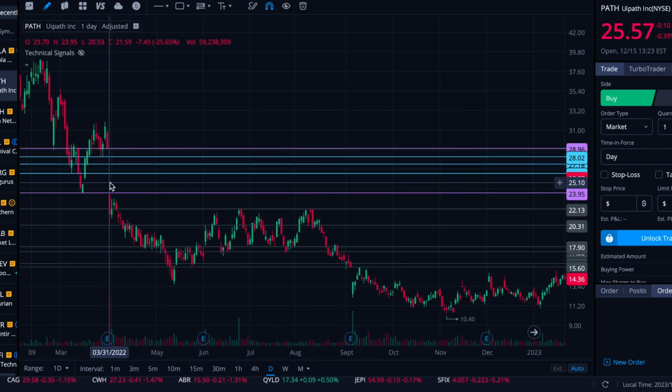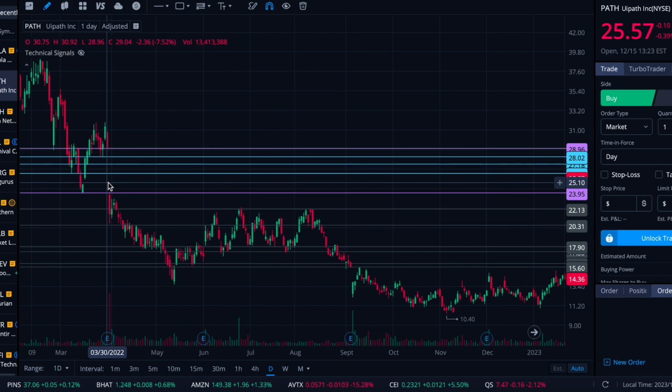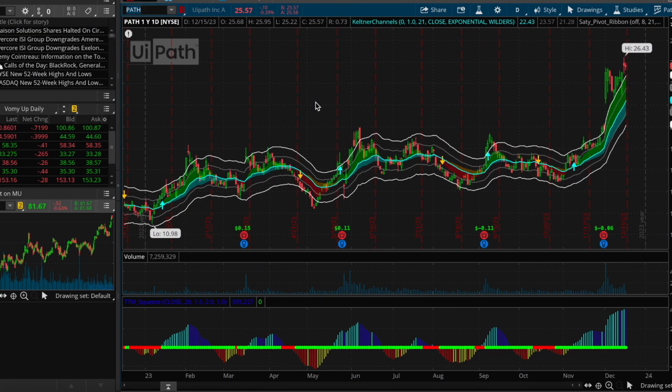Just for my own curiosity, it was down a little over 25% that day when it left the big gap down. It had dropped over 7% the day before. So, all right, flipping over here to the ThinkorSwim study.